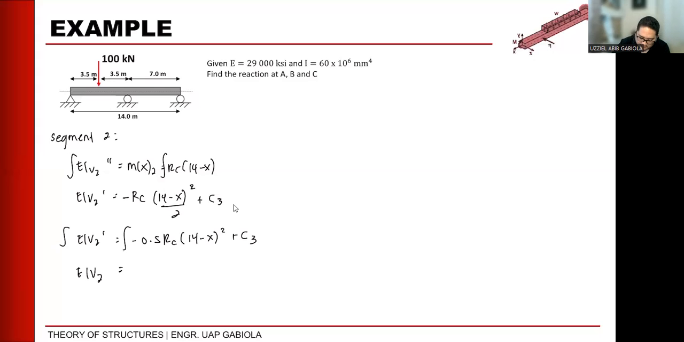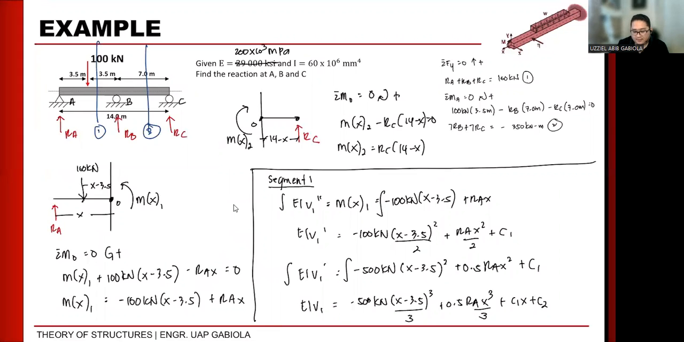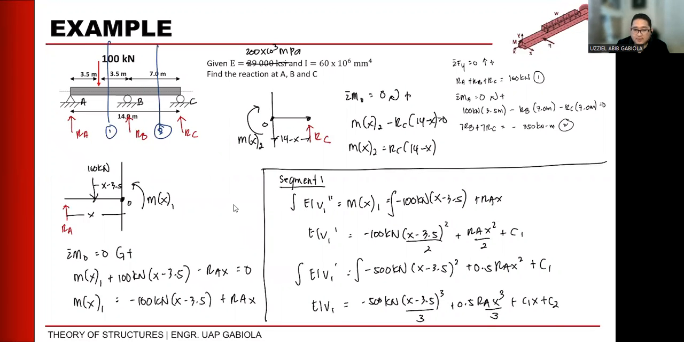So we have negative 0.5. Again, this is a negative quantity, so we multiply again by negative 1, so this will be a positive number now. Okay? 0.5 Rc(14 minus x) cubed over 3 plus C3x plus C4. So this is our equation for segment 2. What will we do with the equations we obtained? These equations will now be used.